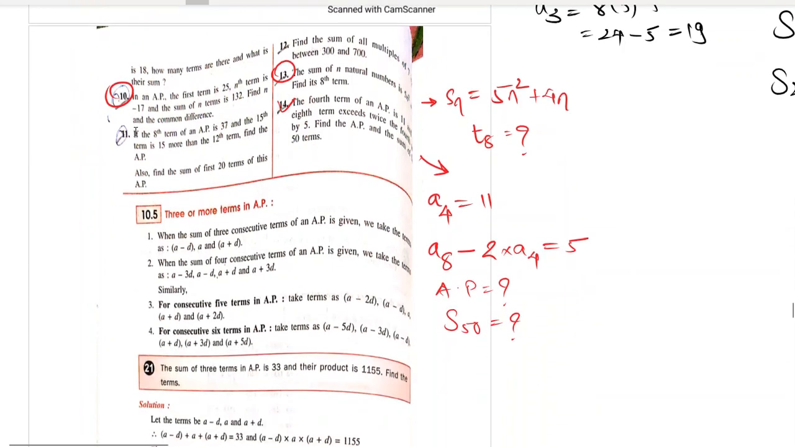In an AP, the first term is 25. The nth term is minus 17. And sum of n terms is, let me write, question number 10. In an AP, the first term is 25. A is equal to 25. I'm sorry.